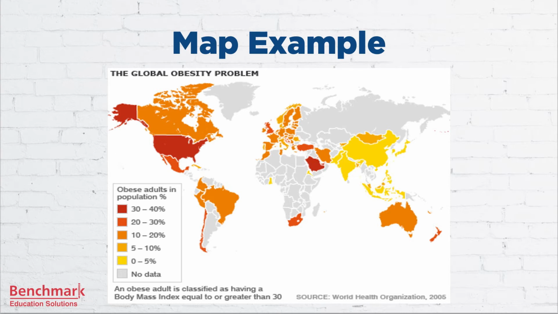The problem is minimal in Asia, with less than 5% of the adult population classified as obese. In Europe, South America and Australia, approximately 10 to 20% of the population are obese. The problem is most serious in the US, with 30 to 40% of adults considered to be obese.